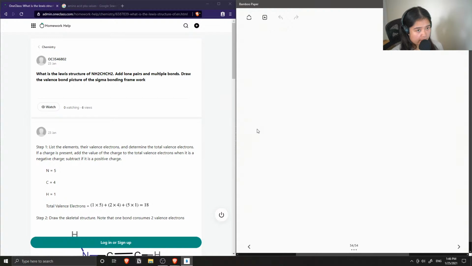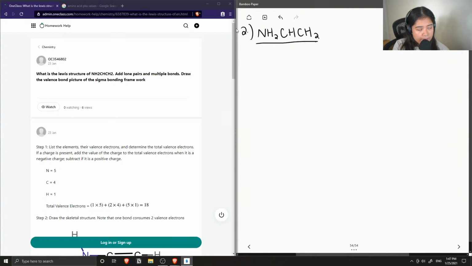Okay, so question number 2 is: what is the Lewis structure of NH2CH2? Add lone pairs and multiple bonds, and then draw the valence bond picture of the sigma bonding framework. Okay, so first we need to find the Lewis structure of this compound.